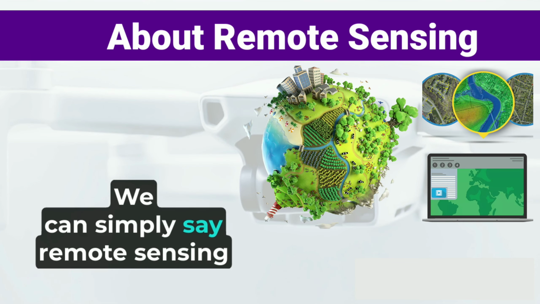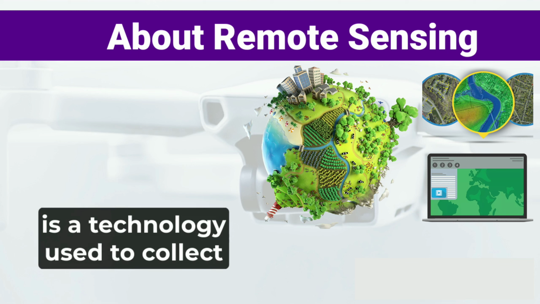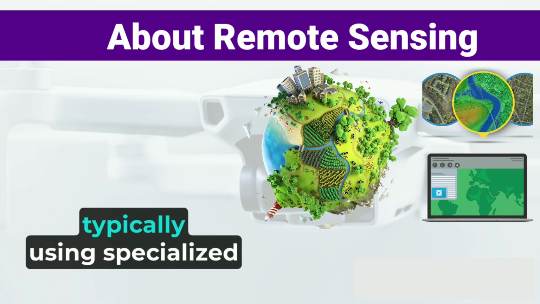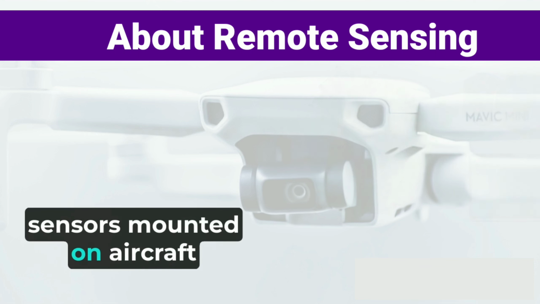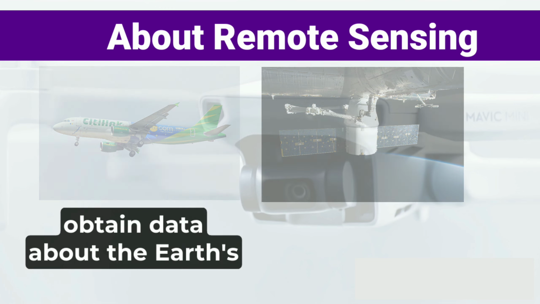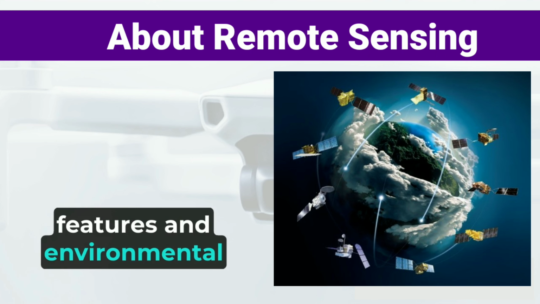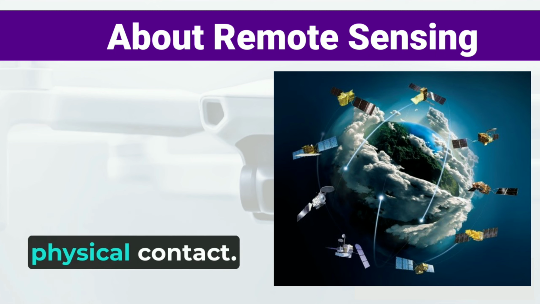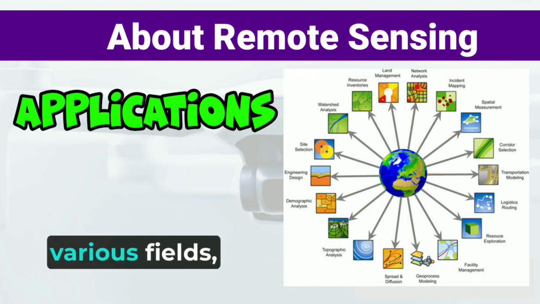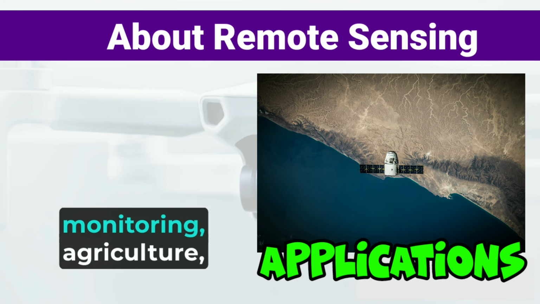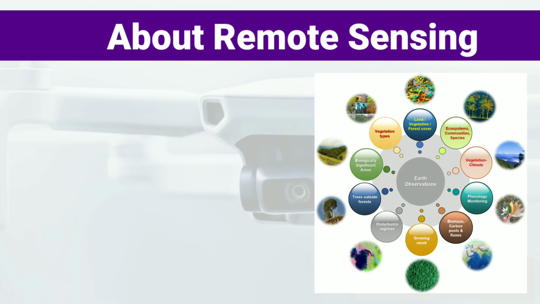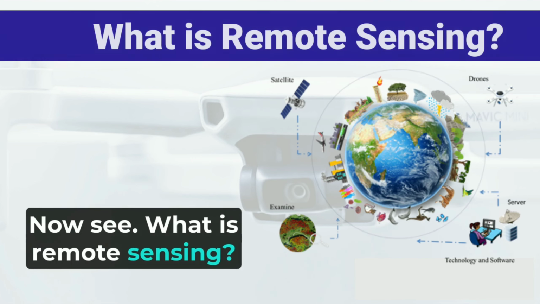We can simply say, remote sensing is a technology used to collect information about the Earth's surface and atmosphere from a distance, typically using specialized sensors mounted on aircraft or satellites. This technology allows us to obtain data about the Earth's features and environmental conditions without direct physical contact. Remote sensing has a wide range of applications in various fields, including environmental monitoring, agriculture, forestry, urban planning, disaster management, and more. Now see what is remote sensing.